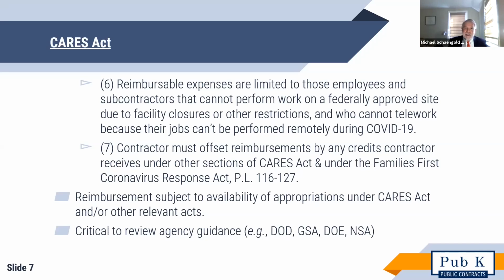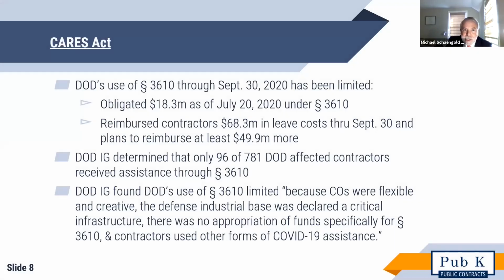Since this authority is discretionary, satisfaction of Section 3610's criteria does not guarantee that a contracting officer will use this authority and provide the permitted reimbursement. Reimbursement is also subject to availability of appropriations. Slide 8, please. Interestingly, as of September 30, 2020, DoD reimbursed contractors a rather modest $68.3 million in leave costs.